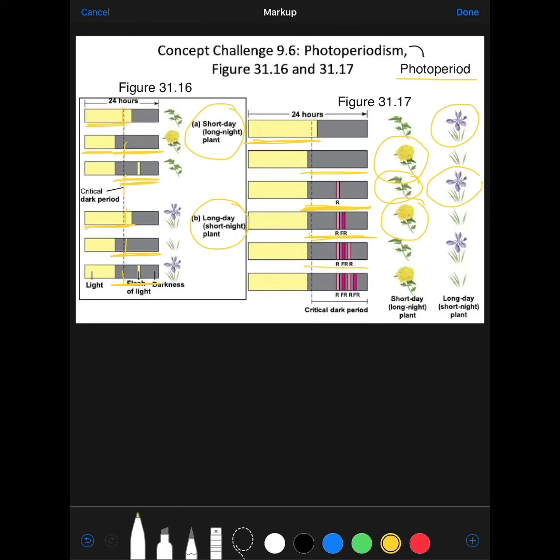And that same process works for the last two diagrams. If it ends in a red light, then the short day plant's flowering will be interrupted, but the long day plant will be able to flower in the long night period. But if it ends with a far red, then that far red again reverses the interruption that the red light imposed and allows the short day plant to grow, and the long day plant will not be able to grow.